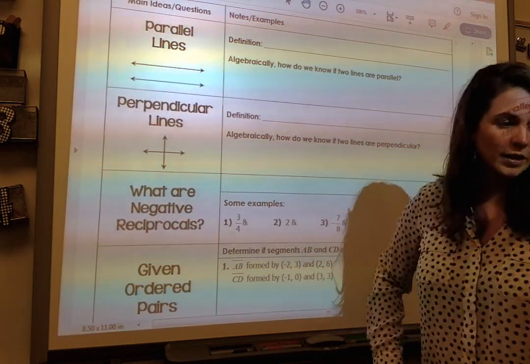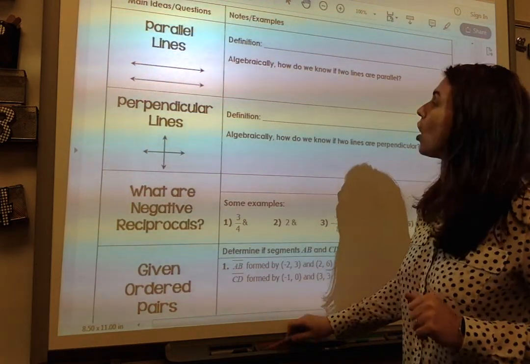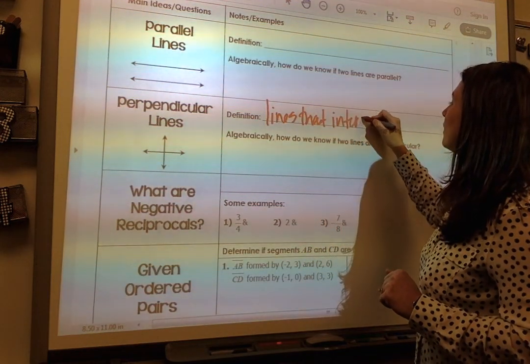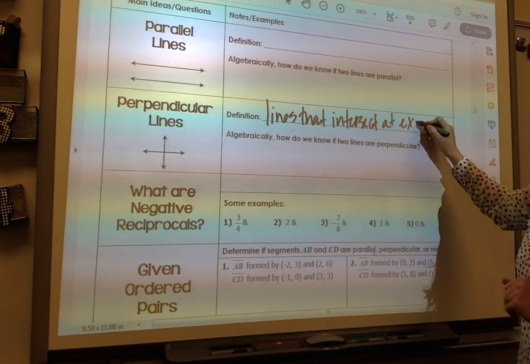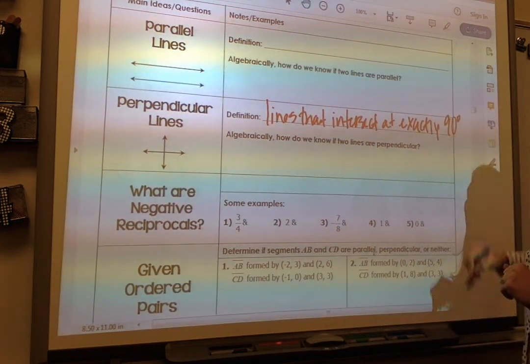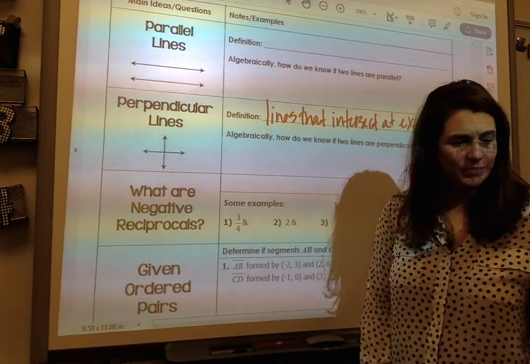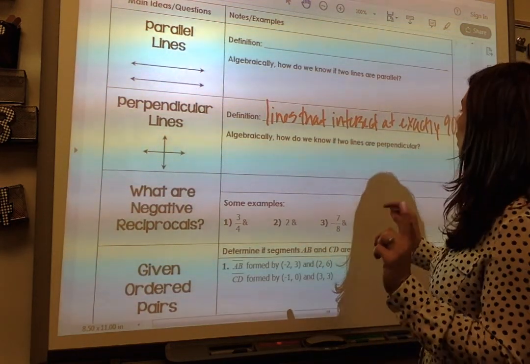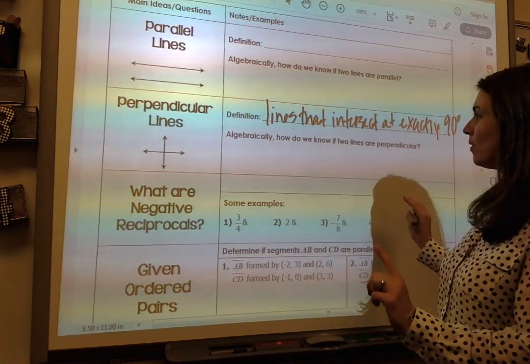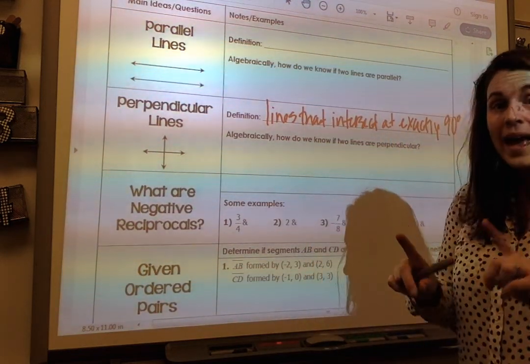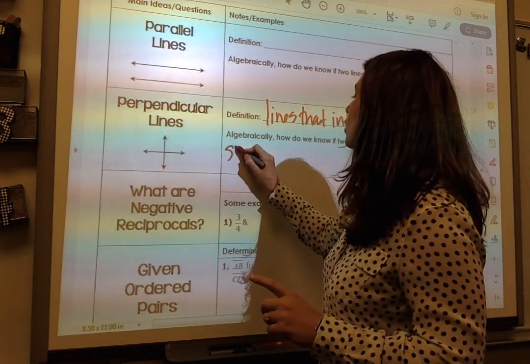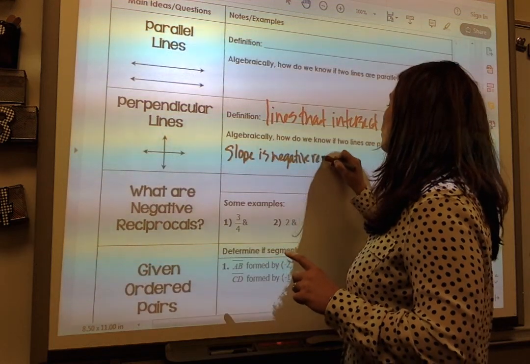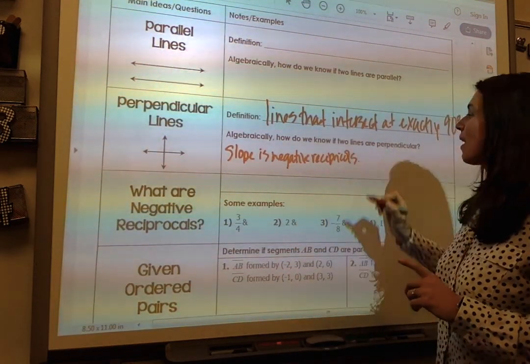Okay, perpendicular lines. Perpendicular lines are lines that intersect at exactly 90 degrees. So how do we know if two lines are perpendicular? The slopes have to be negative reciprocals. So what does that look like?